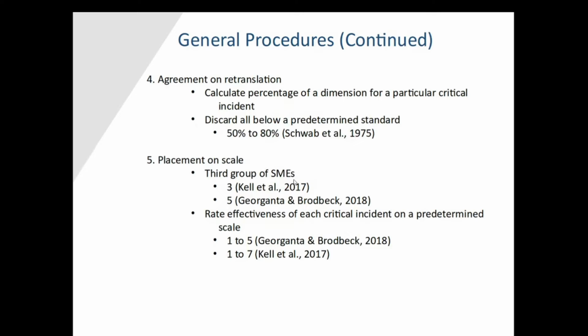Then we'll just calculate the percentage of a dimension being chosen for a particular critical incident. And then we just discard all the critical incidents that are below this predetermined standard, and that's usually between 50 to 80. Moving on, we'll recruit a third group of SMEs, and we'll give them the critical incidents and tell them to rate the effectiveness.